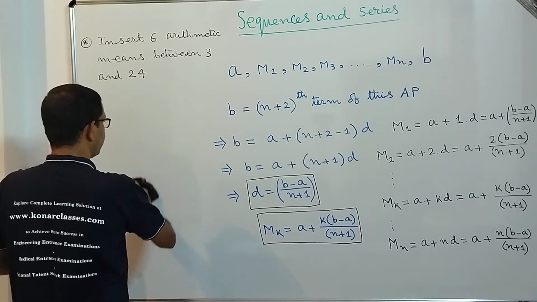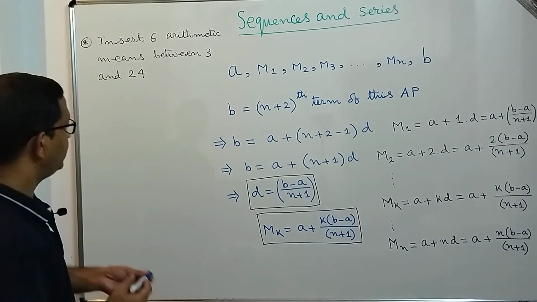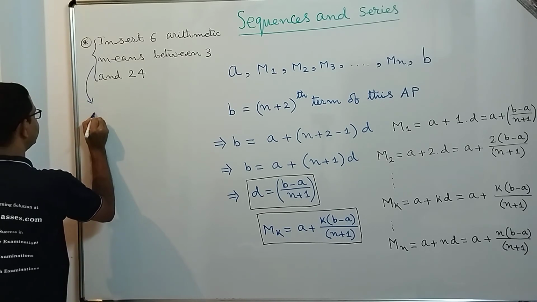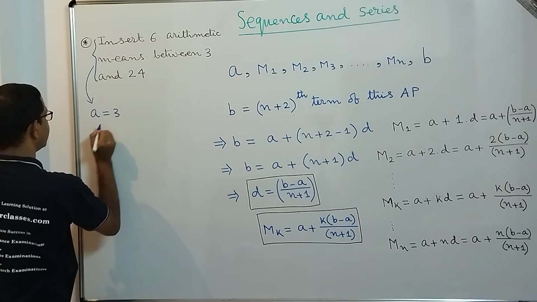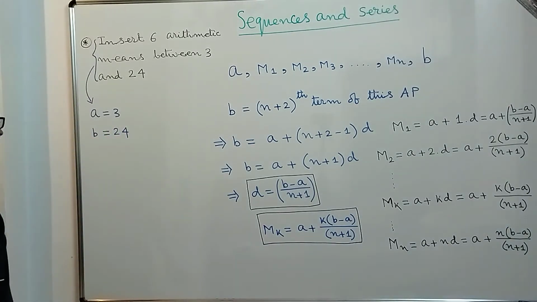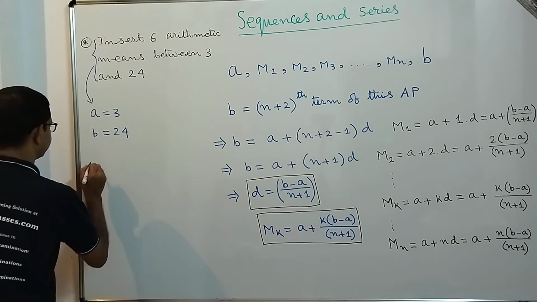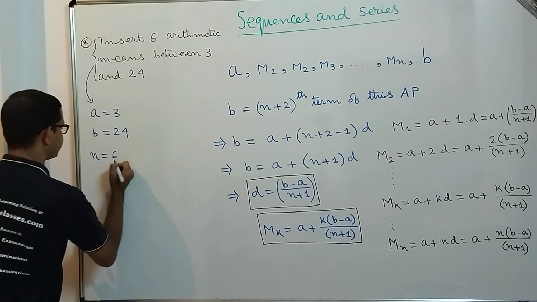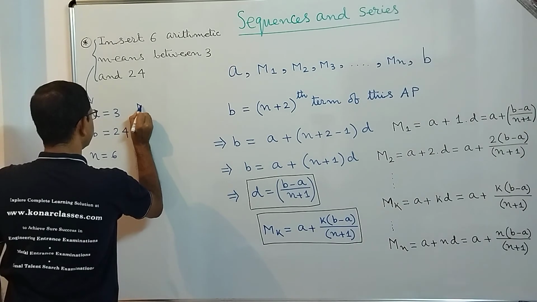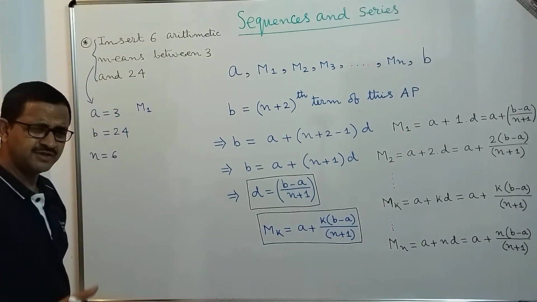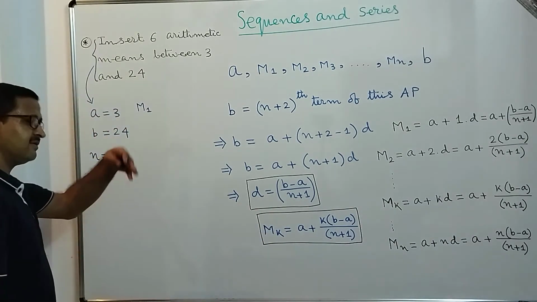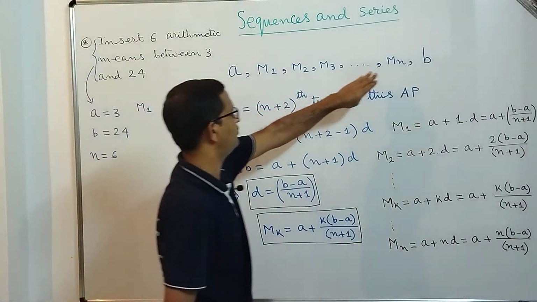So if we look into this question, dear students, what is A? We need to find from this problem statement the value of A. A is equal to 3. B is equal to 24. And N is equal to 6. So now we need to insert 6 arithmetic means. That means M1, sometimes the arithmetic means are also described as A1, A2. Here we define M, but you can define A1, A2, A3 up to AN also.